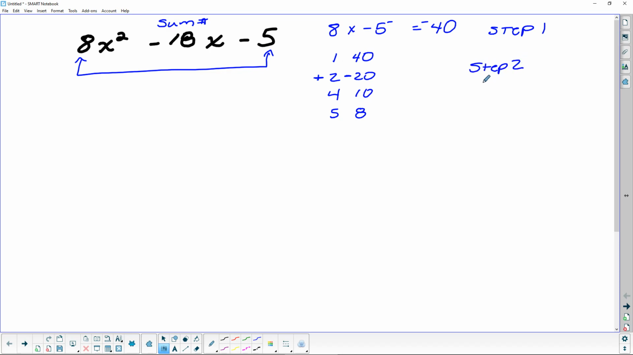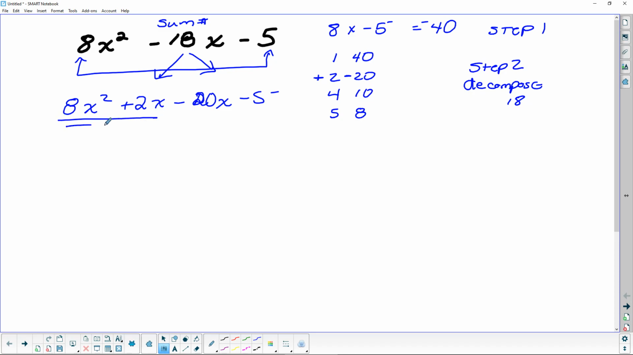So step 2 is we're going to decompose the 18. So all we're going to do is write it. Okay, we're going to put the plus 2x and the minus 20x. So that's what we've done. We've decomposed them. Now we're going to look at these two and then these two.